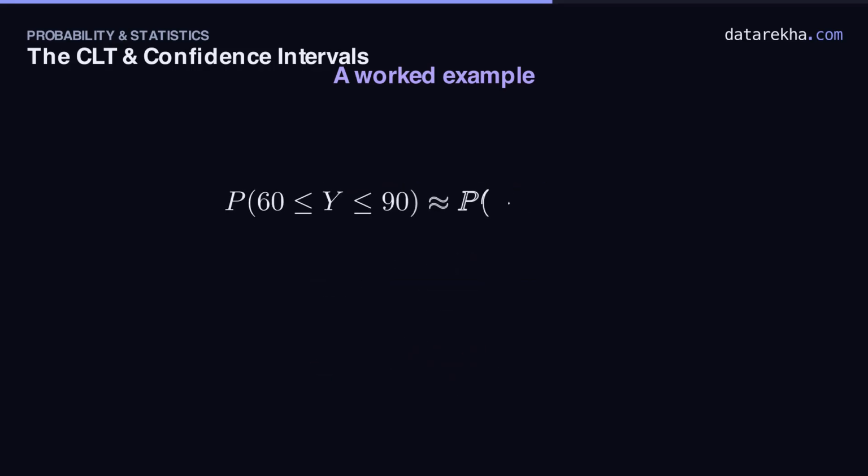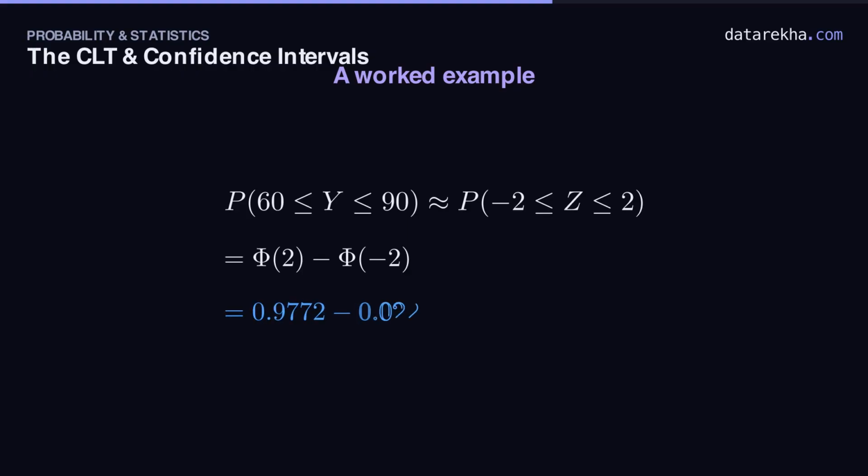Now the probability that Y sits between 60 and 90 is the probability that Z sits between minus 2 and plus 2. That's phi of 2 minus phi of minus 2. Phi of 2 is 0.9772. By symmetry, phi of minus 2 is 1 minus that, 0.0228. Subtract, and the answer is 0.9544, about 95.4%. Exactly the within-two-standard-deviations result, and now you've derived it.